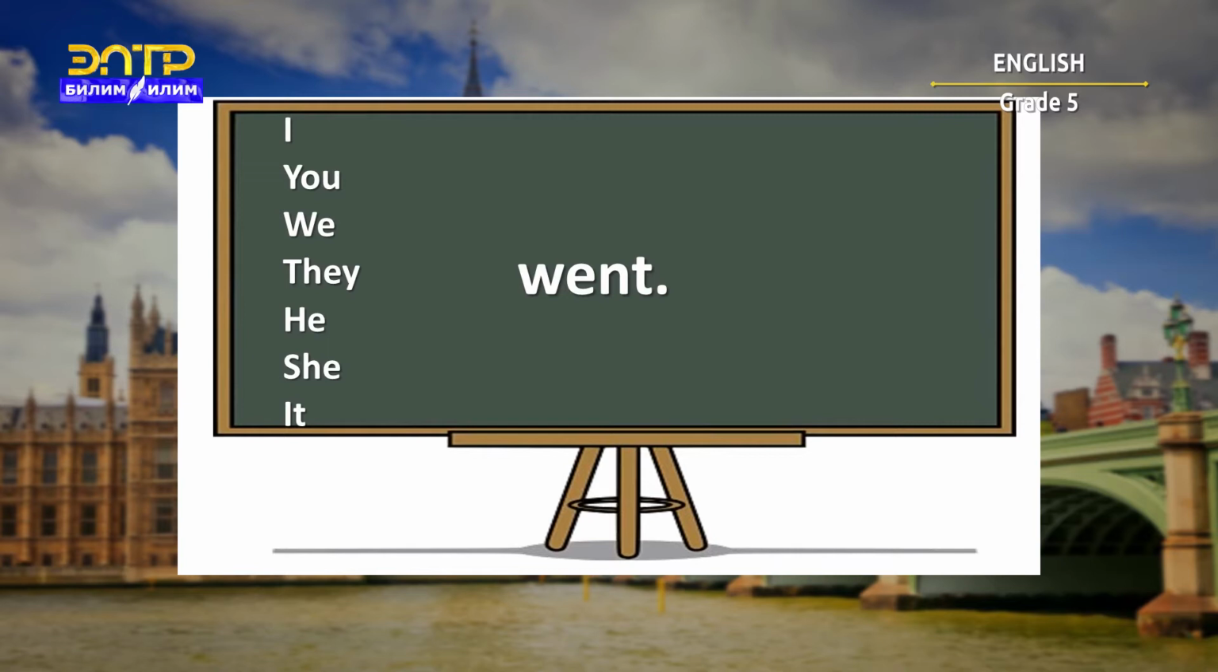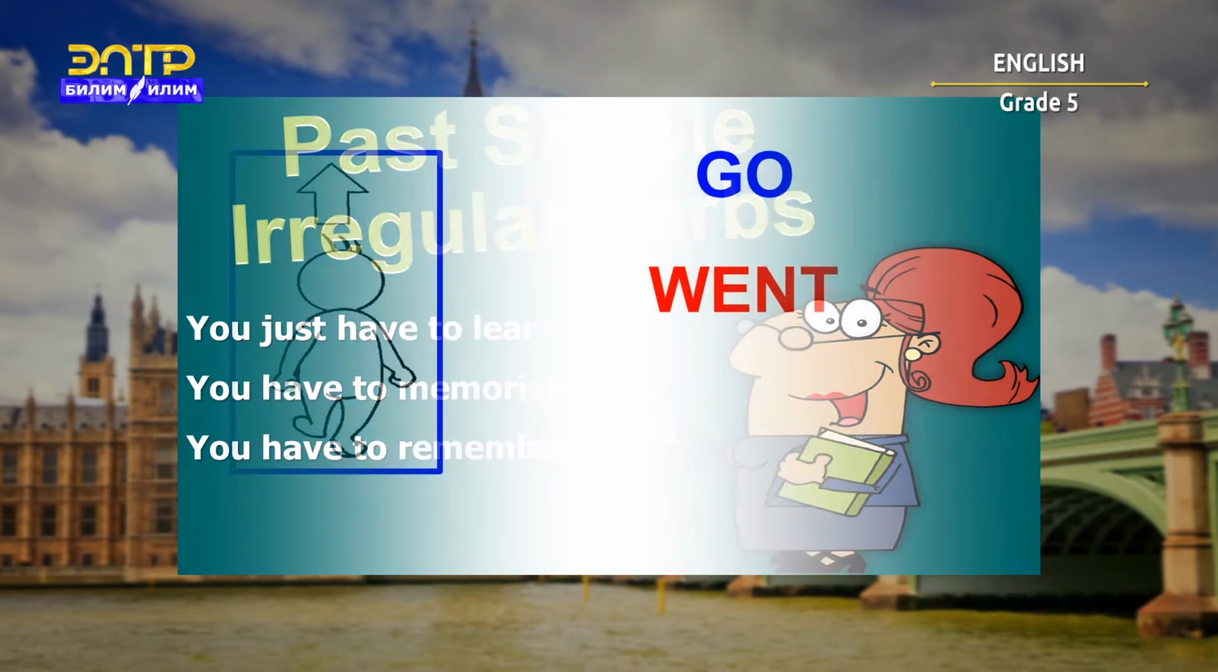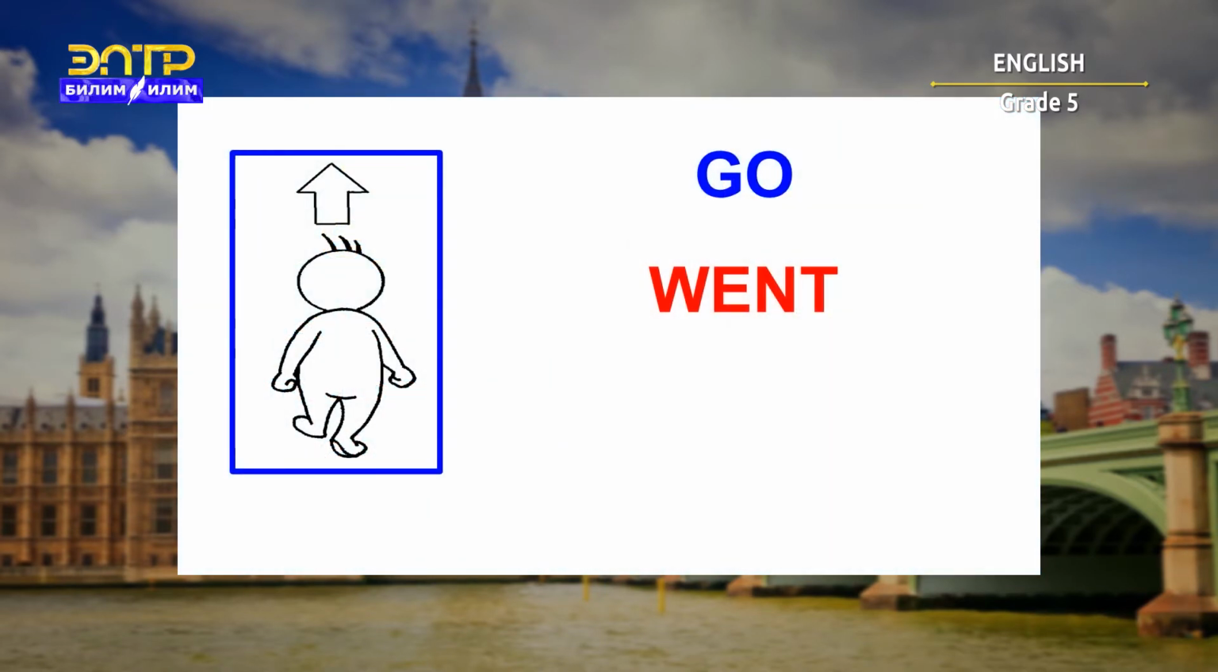And you have to remember it. There is no other way, really. You just have to learn it. You have to memorize it. Of course, there are a lot of irregular verbs in English, but let's learn some of them, the most common. The first one is go. The past form of this verb is went.